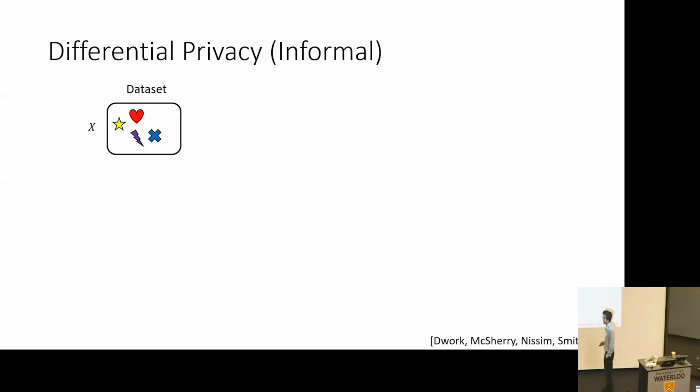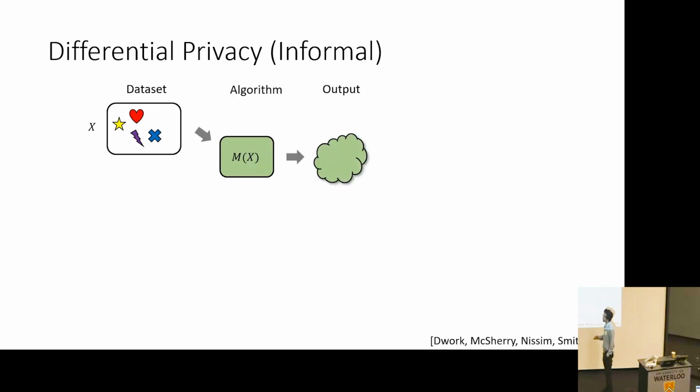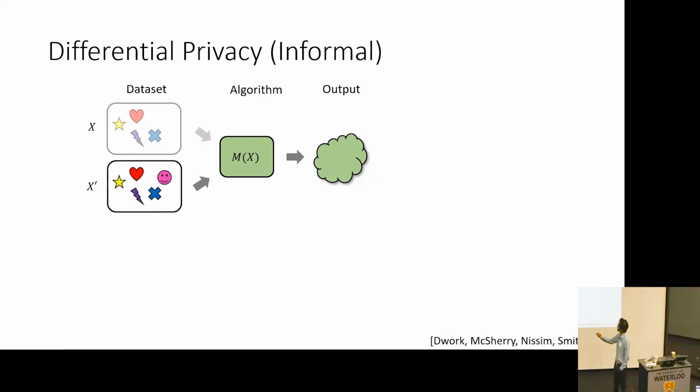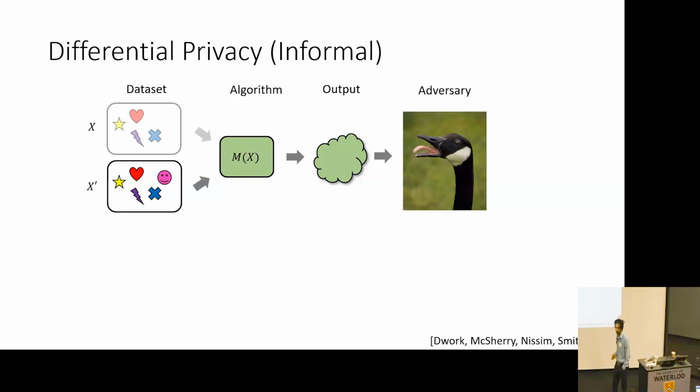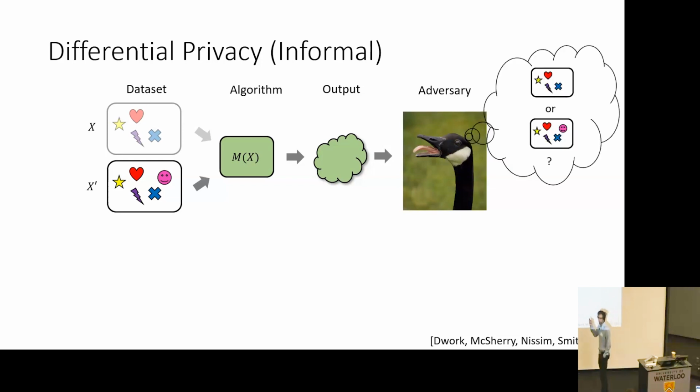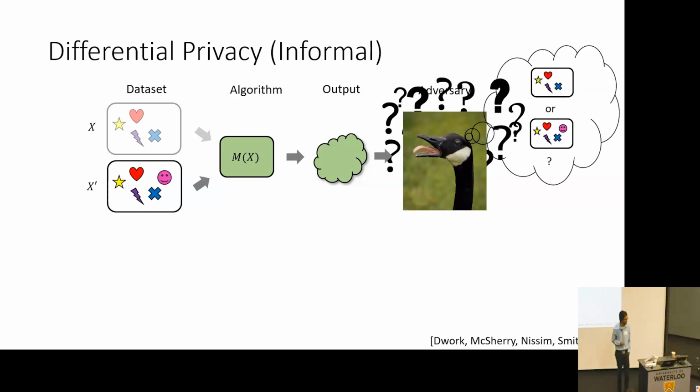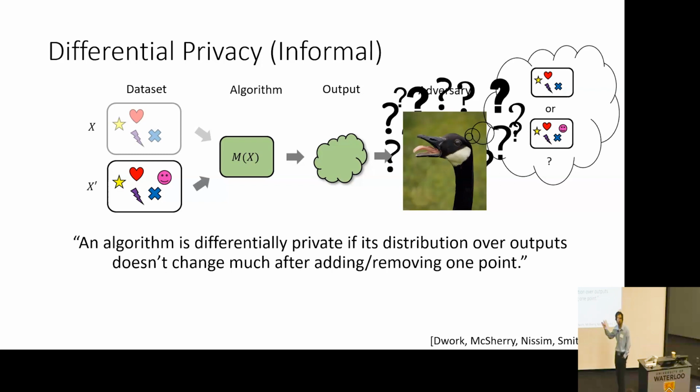You can imagine there's some data set which is fed to an algorithm and produces an output. Now, alternatively, you can imagine a neighboring data set, which is just one data point added or something, fed to the algorithm, which produces an output. Now, an adversary takes a look at the output, and they're trying to figure out what was the input: was it x or x prime? And if they can't do much better than randomly guessing, then we say the algorithm is differentially private. So it's like hiding the contribution of one point in the data set. A little bit more precisely, the algorithm's distribution of outputs doesn't change much when you add or remove one data point.